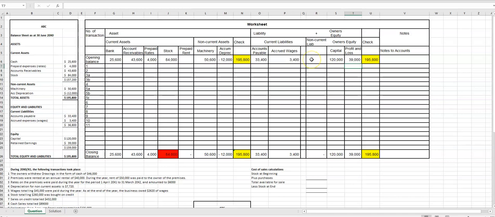Okay, now that we've got all of those opening balances entered, let's just check those yellow boxes to ensure that this balances.